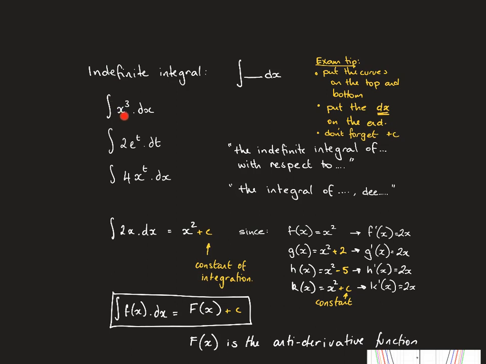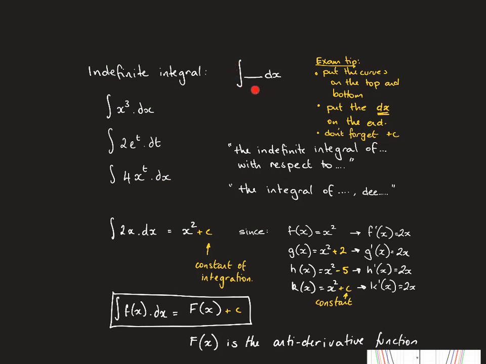So here we're integrating with respect to x. Here we're integrating with respect to t. And this integral here actually has an x and a t in it, but it tells you which variable we're going to carry out the anti-differentiation pattern on. Okay, so even though there's a t and an x in here, because we're doing the anti-differentiation with respect to x, it's x that we use the pattern on, and t is just like a constant.